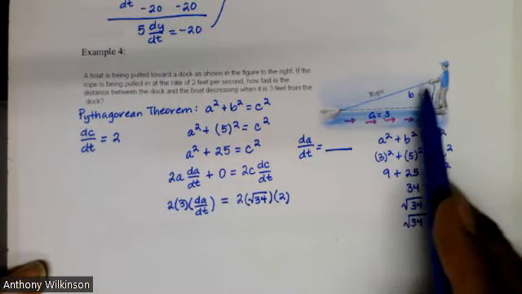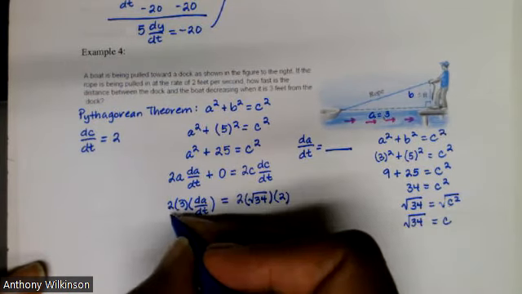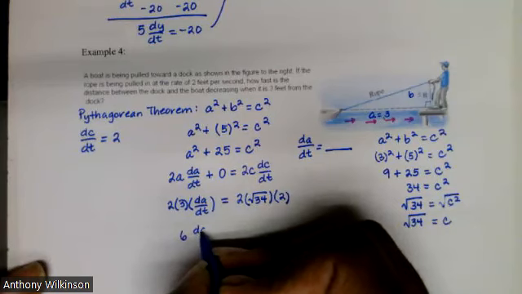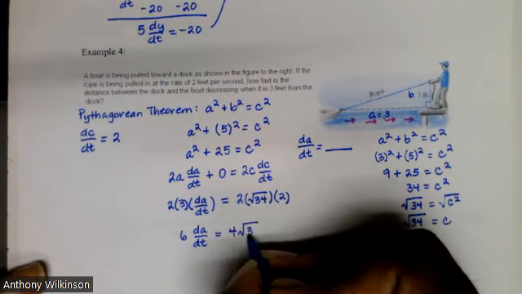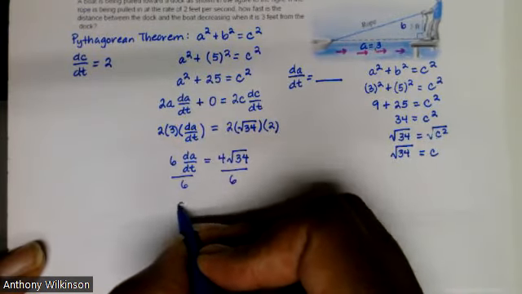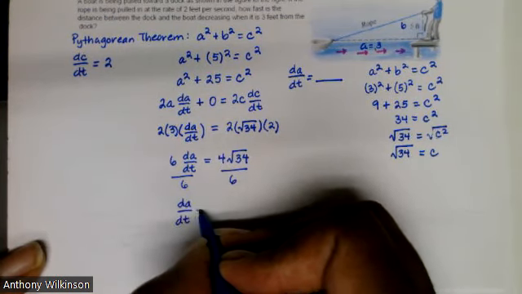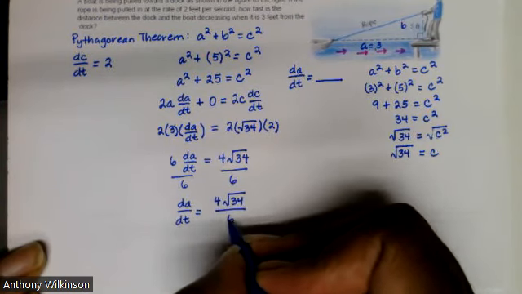So that means this distance is being pulled. So dC/dt is 2 feet per second. If I simplify this, 2 times 3 will be 6. So this will be 6 dA/dt is equal to 2 times 2, which is 4 square root of 34. And to find out what dA/dt is, we're going to divide both sides by 6. So dA/dt is equal to 4 square root of 34 divided by 6.